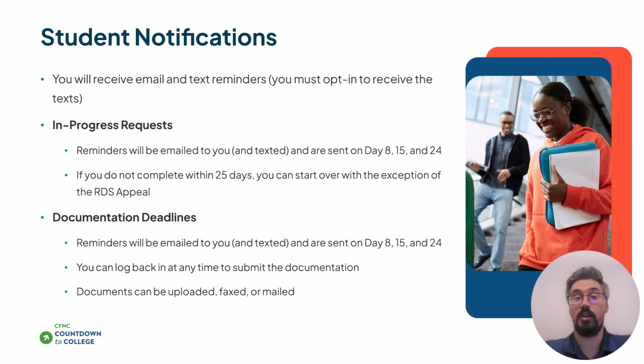Now, RDS does provide students with notifications, so students can receive email and text reminders if you opted in for text. So one of the things you'll receive are in-progress requests. So let's say that you started RDS, but you haven't completed it yet. On day number 8, after starting it, you will be notified that, hey, you need to complete this. That'll happen again on day number 15, day number 24. And if you do not complete RDS within the 25 days, you'll have to start over. And this is with the exception of that RDS appeal.